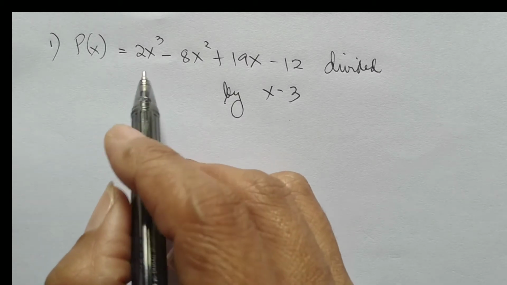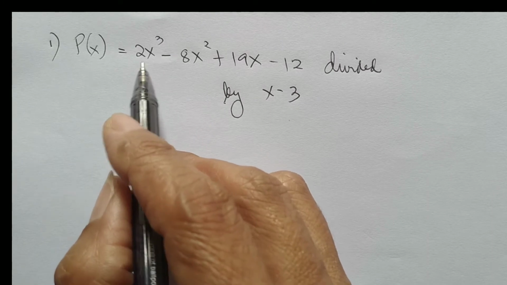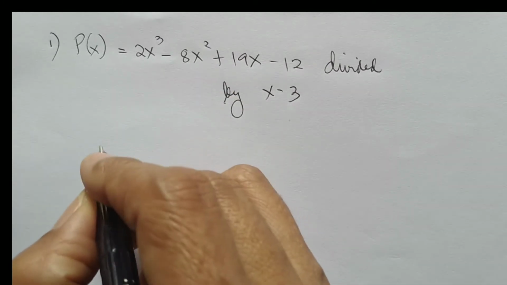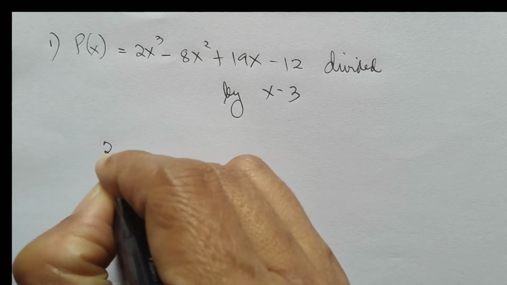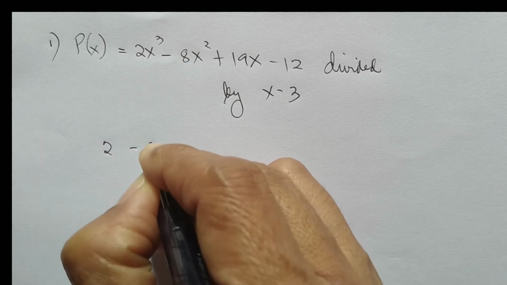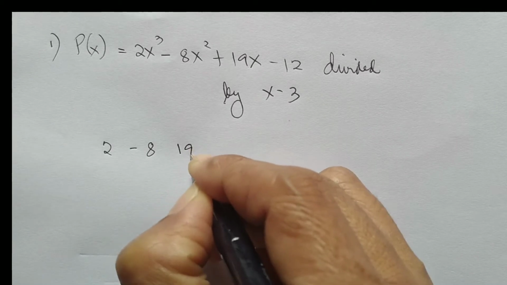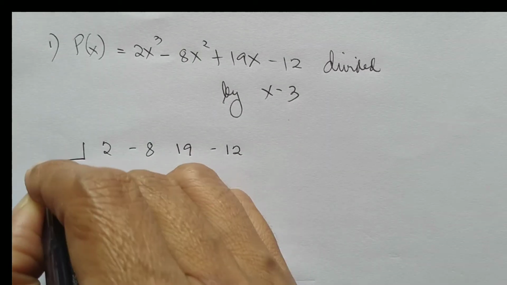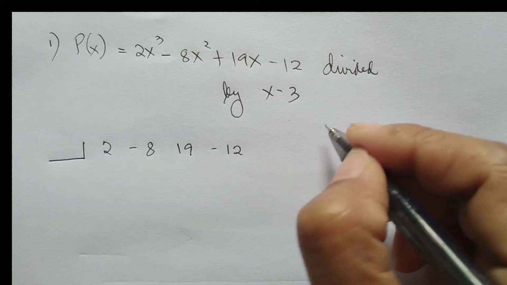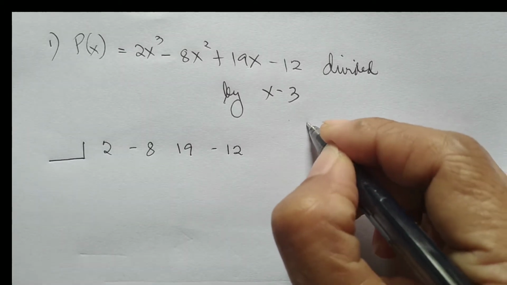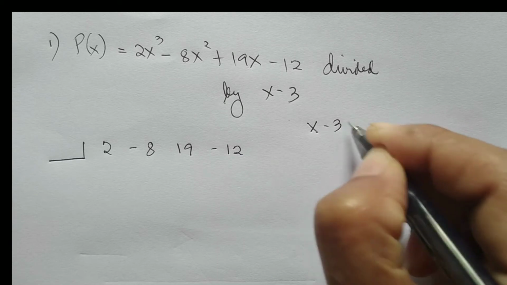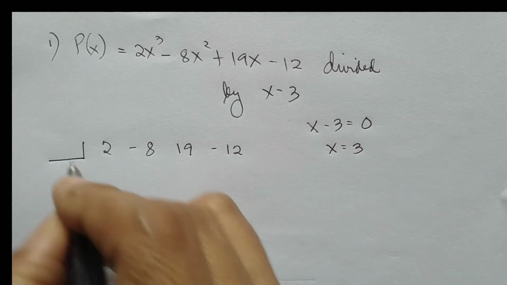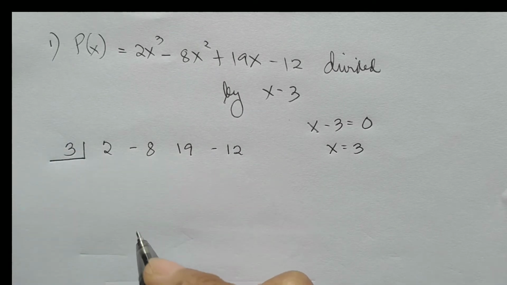So let us arrange the coefficients of our dividend in a row. You have 2, negative 8, positive 19, negative 12. Then divide this by our divisor, x minus 3. What is the value of our x? x minus 3 is equal to 0, x is equal to positive 3. So we have here positive 3.